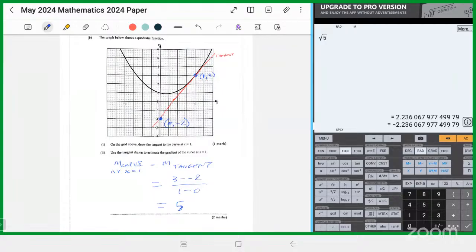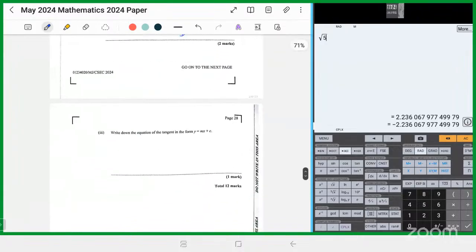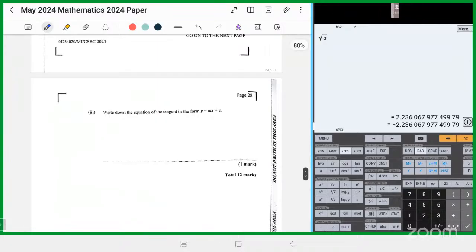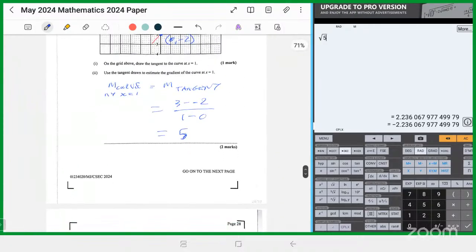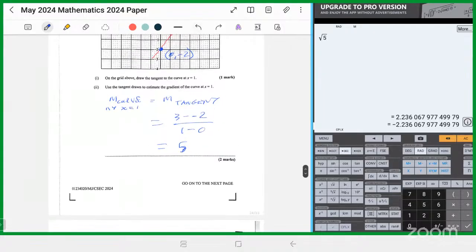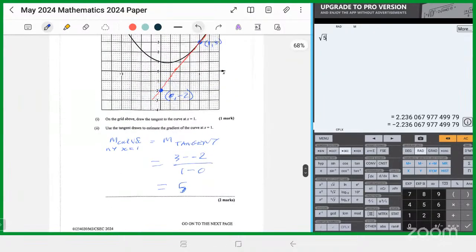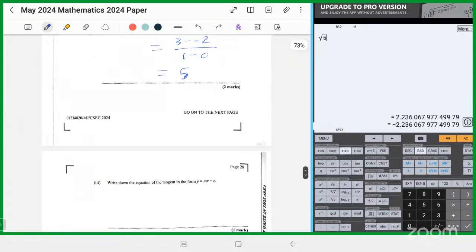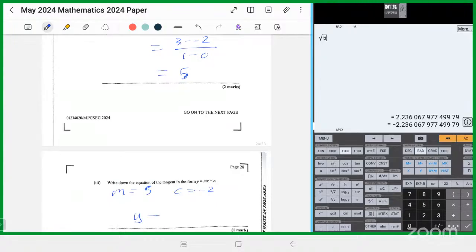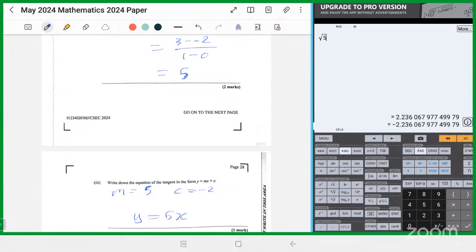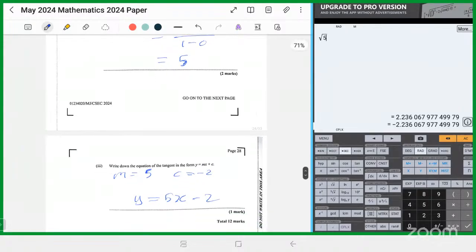Alright, let's go. The next part says, write down the equation of the tangent. So the gradient is 5 and the y-axis intercept is -2. For this, the gradient is 5 and the c is -2, and once you have those two things, you can write the equation. So the equation becomes y equals 5x minus 2, where the gradient is 5 and the c is -2. Done, that's it. Nice and easy.